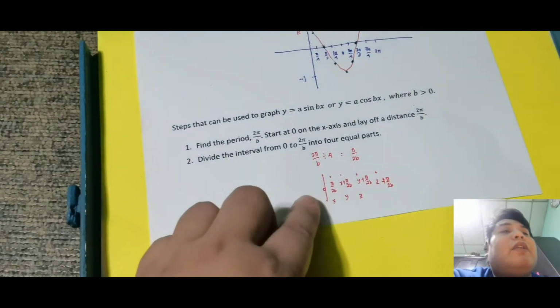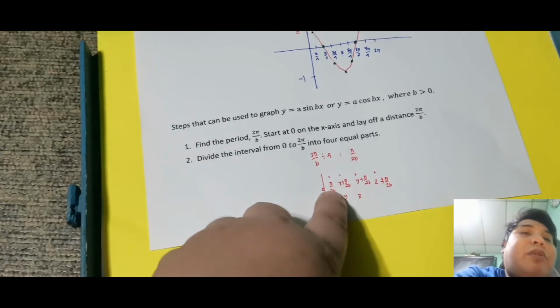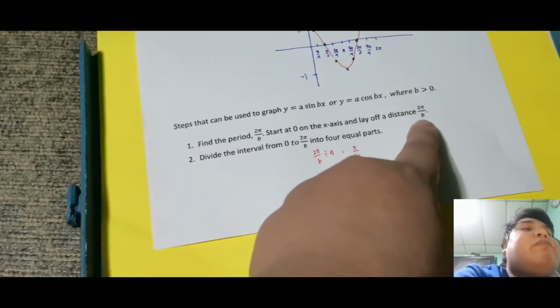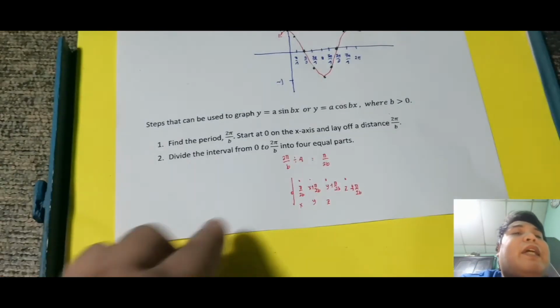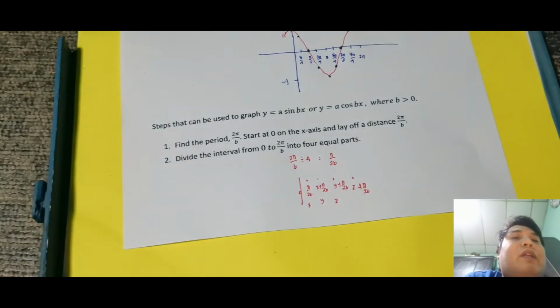So kumbaga, add lang ako ng add. Kaya pag nag-add na ako ng pi over 2b dyan, nakuha ko yung point, add ulit ako ng pi over 2b, add ulit ako ng pi over 2b, tapos pi over 2b, hanggang sa makuha ko yung 2 pi over b, yung dulo, yung pang-apat. Kaya nga divide into 4 intervals. 1, 2, 3, 4, apat yun. Ganun nangyari dyan. Okay, so mamaya naman gagawin ko.